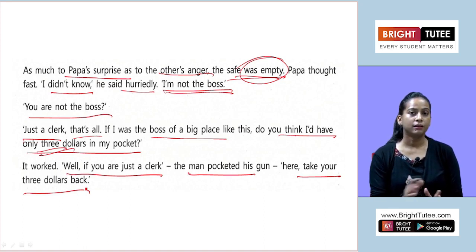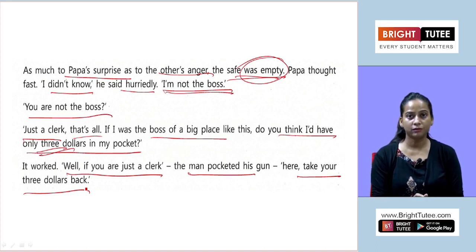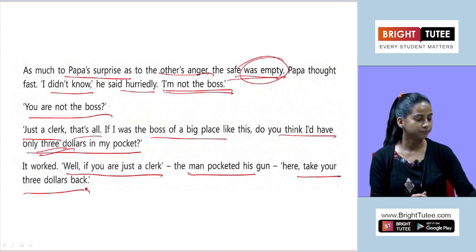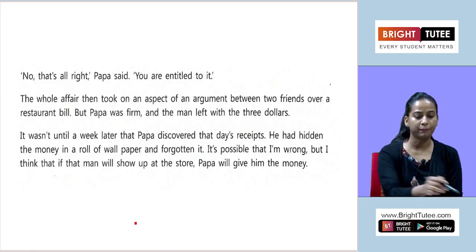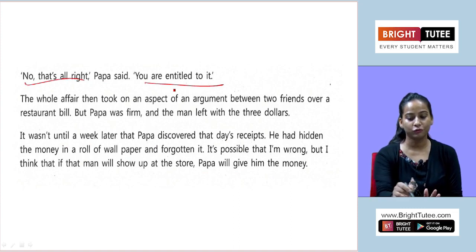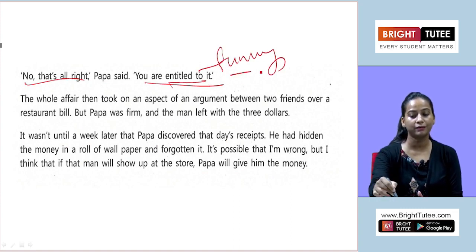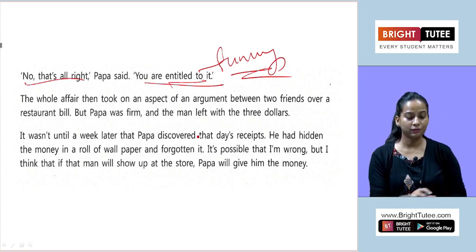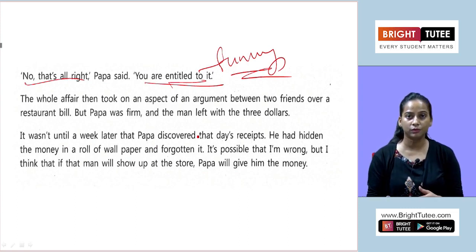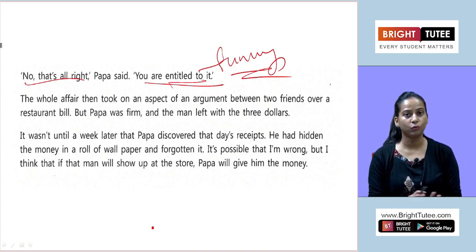He said, okay, fine, if you are just a clerk, because he was misunderstanding him and he might be thinking that he is the boss. So he said, do one thing, you just take your $3 back, which were taken by him. No, that's all right, Papa said, you are entitled to it. So that is also very funny when he said that you are entitled to it, because somewhere it is revealing that Papa was not aware what to say and how to say to someone when he is interacting with a robber, what is going to be the conversation with him. So he said that no, that's all right.